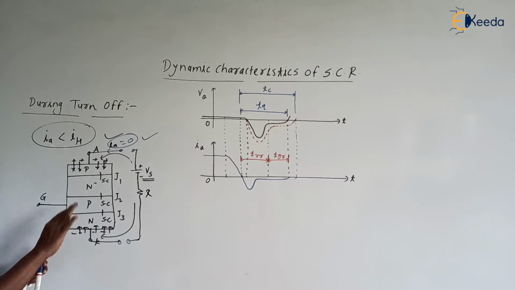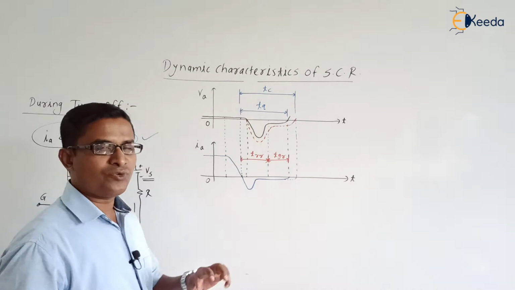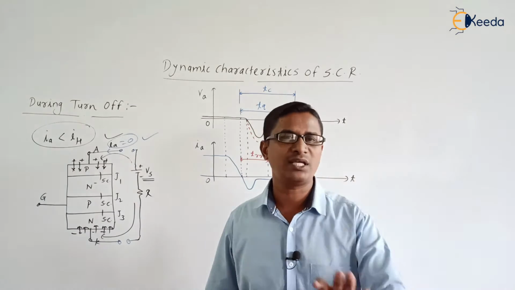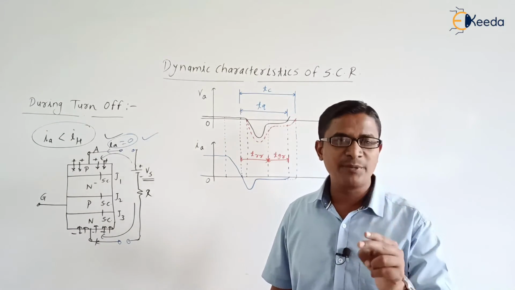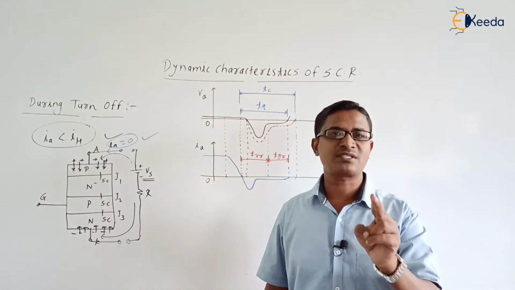Because if we only make the anode current equal to 0, or anode current less than the holding current value, and if we again apply the forward voltage, will our SCR be able to block that forward voltage? No, the SCR will not block that forward voltage. Please, I am repeating the statement. Please try to understand it.